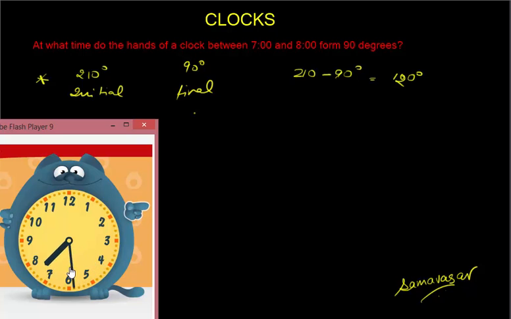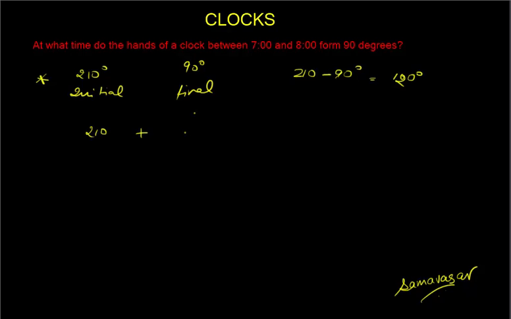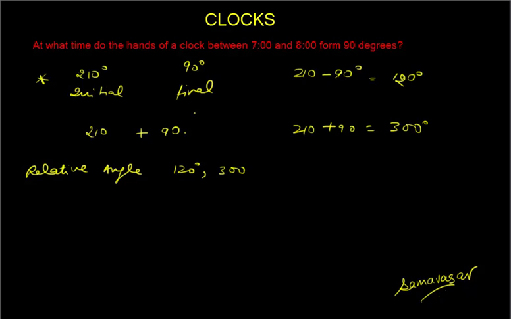Now if I continue doing this, you will see that eventually before 8 o'clock there will be another point where the angle comes out to be 90 degrees. In this case, instead of subtracting 90, we are basically adding 90. Why? Because this angle has increased a lot now, so we won't take this angle. Now the angle to be taken is basically this. So in this case, you do 210 plus the final angle, which is 300 degrees. So now my relative angles are 120 degrees and 300 degrees.